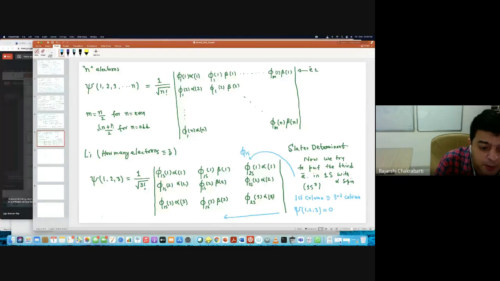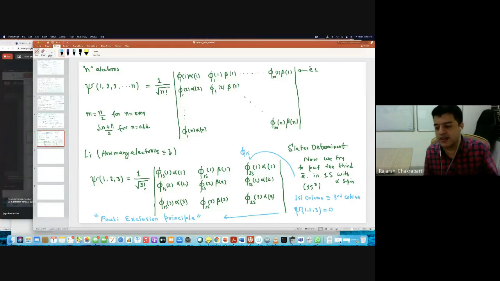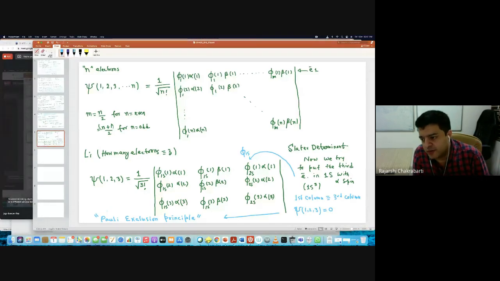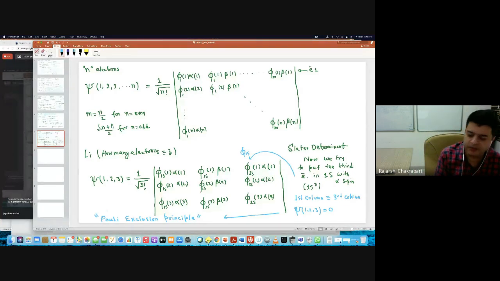What is this called? This is called the Pauli exclusion principle, isn't it? Two electrons cannot have all the quantum numbers the same. Or in other words, in one orbital, I cannot have two electrons with the same spin state. Both are up, both are down. Here we have tried to put 3, isn't it? This you know from your class 12 chemistry. Pauli exclusion principle, you can show explicitly mathematically using the Slater determinant.